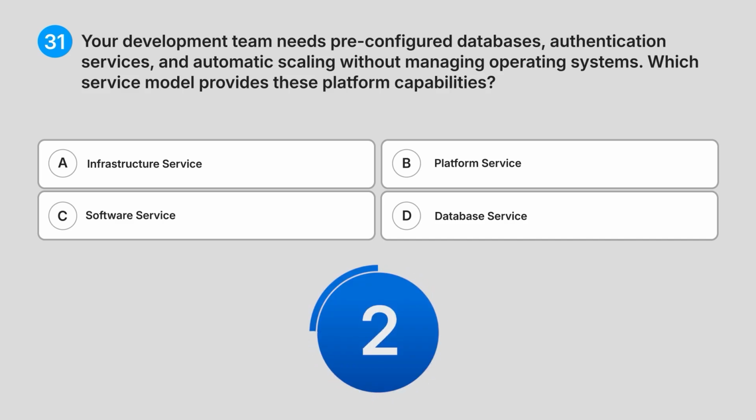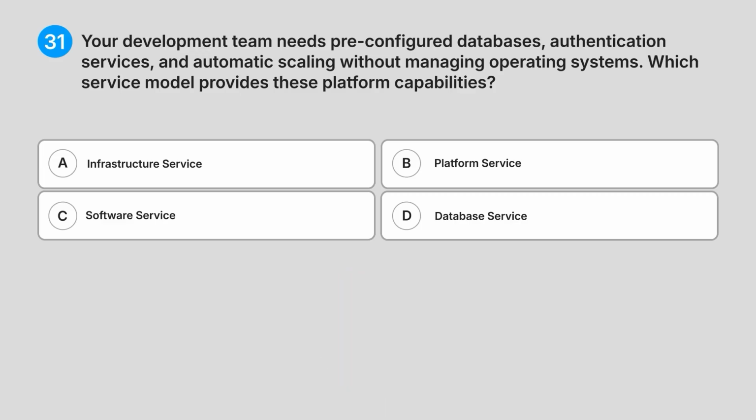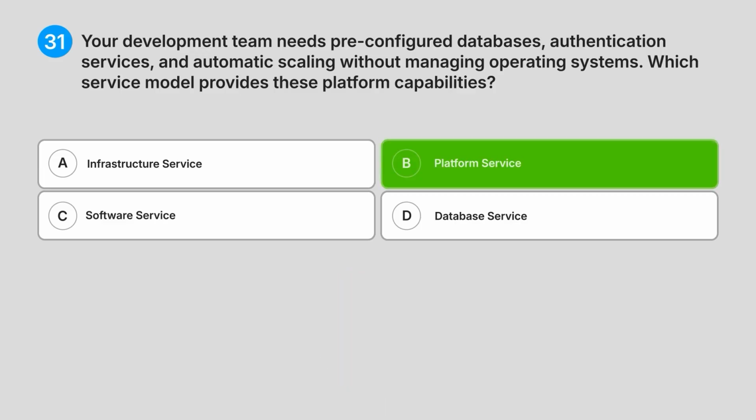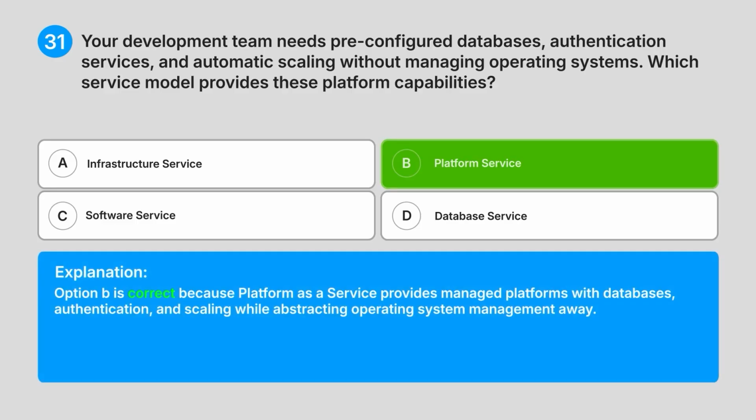Correct answer, B. Platform service. Explanation: option B is correct because platform as a service provides managed platforms with databases, authentication, and scaling while abstracting operating system management away.